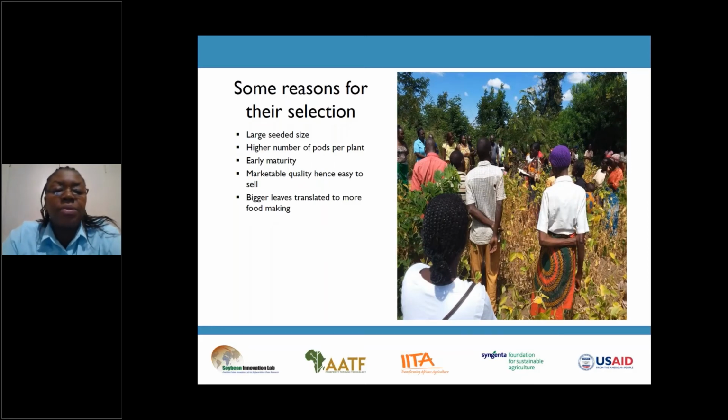So some farmers were like, due to the large seed size of those varieties, most of the farmers preferred that. And also the higher number of pods per plant, most of the farmers prefer that, as it will translate to higher yield. And also on the early maturity. And let me mention here that the same line which is preferred, like 22F, is also in the group of early maturing.